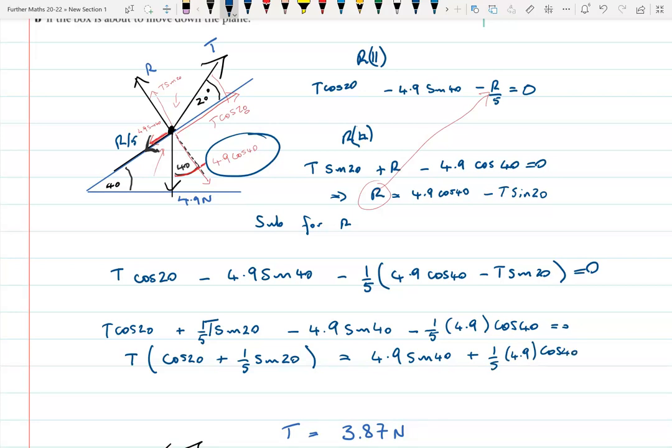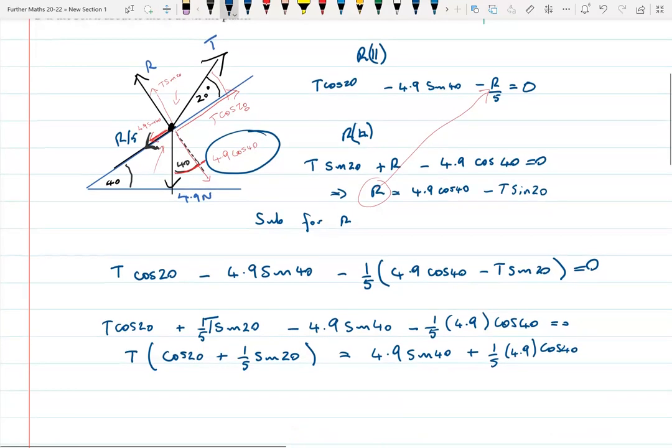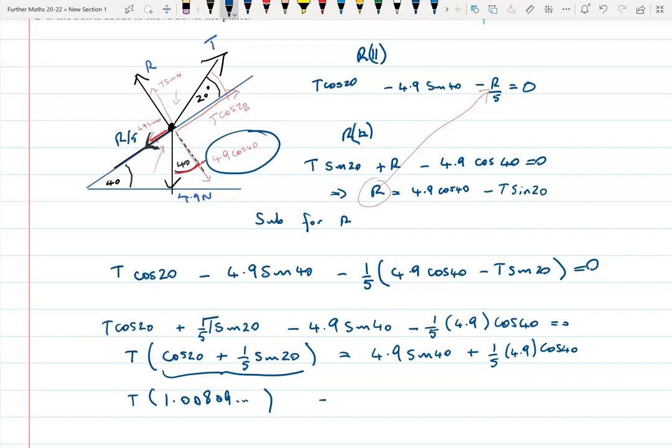Now I'm going to use the calculator. I didn't use it up to now because it can get a bit messy, although using the memory it's possible to work these values out. These bits, this bit here comes to 1.00809 and so on, and this bit here comes to 3.90038 and so on.